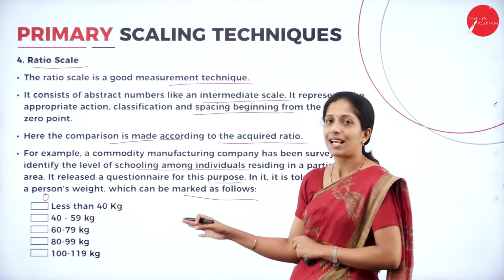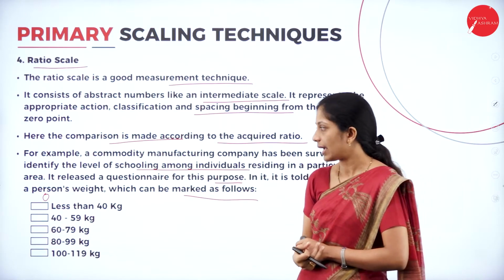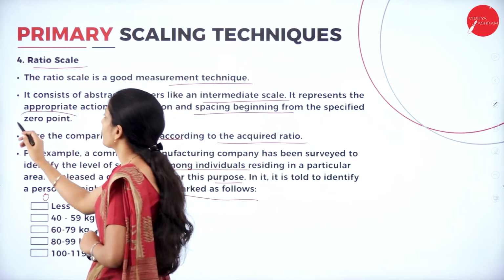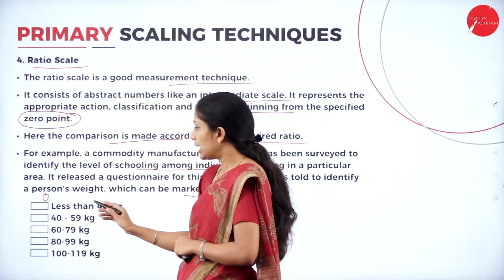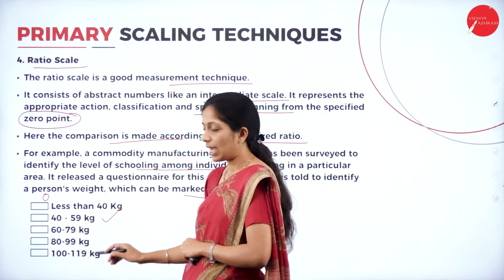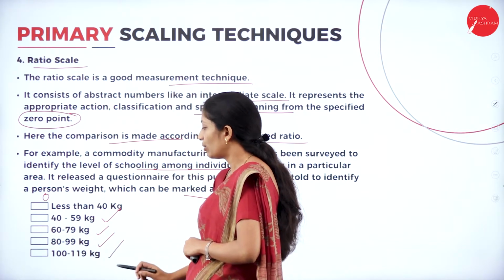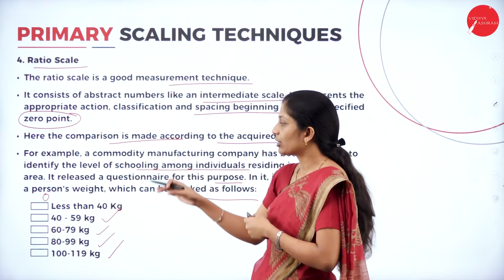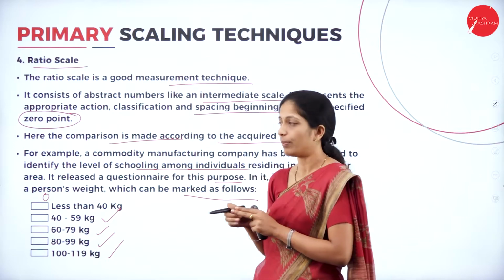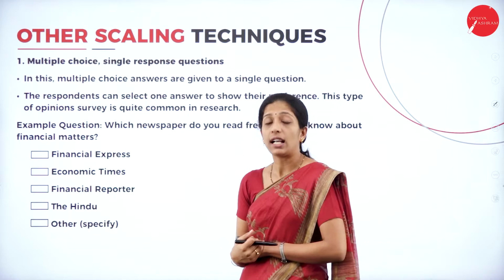So, how they are going to classify the weight of those particular residents in that particular area. So, I have told you it starts from where? It starts from 0 point. Okay. So, here they have given the option less than 40 kg, that is from 0 to 40 kg, 40 to 59, next is 60 to 79, 80 to 99, 100 to 119 kg. So, they are going to take the answer in terms of ratio. So, that is known as what? Ratio scale.